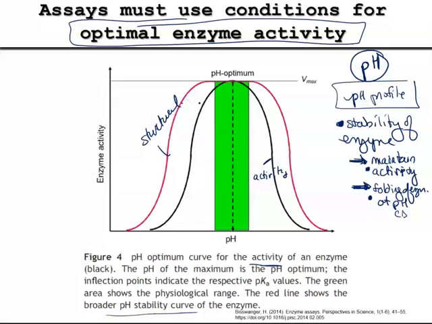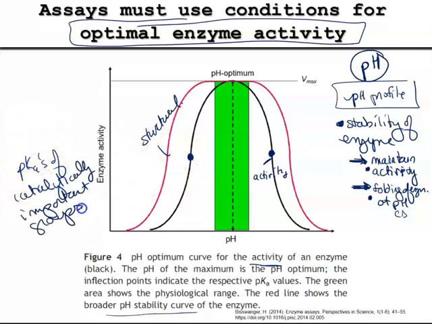Now, if we're just looking at enzyme activity, and you look at inflection points, inflection points represent pKa's of catalytically important groups. So this is another very important piece of information you get from performing a pH profile for enzyme activity, because you can determine what are possibly your important catalytic groups.